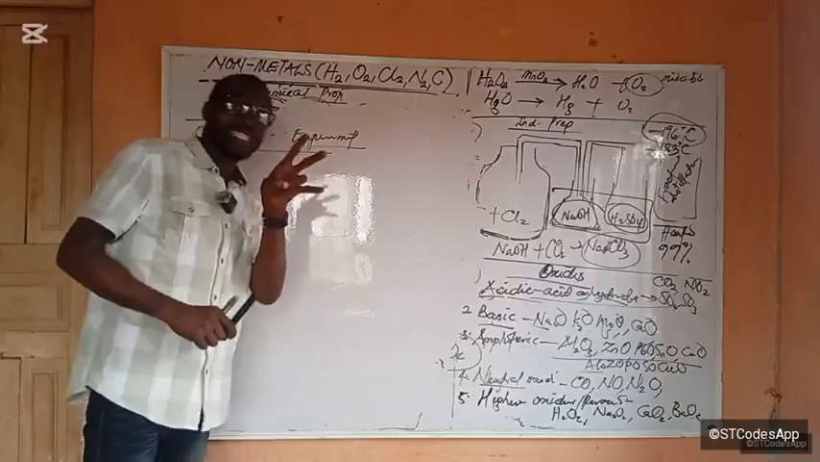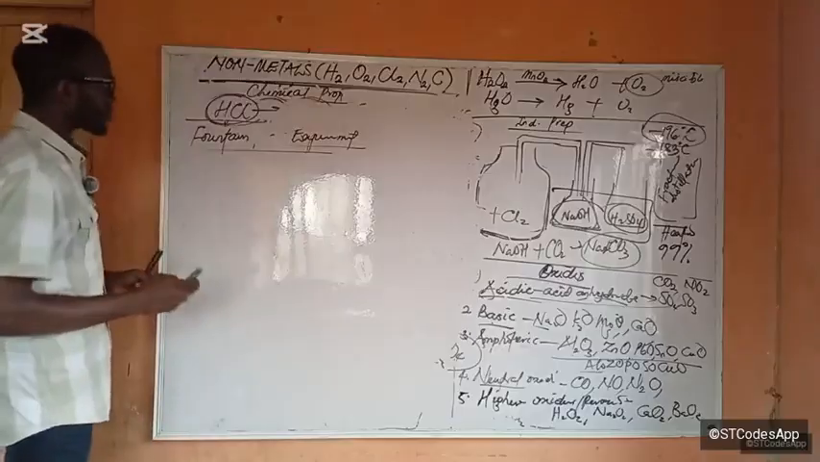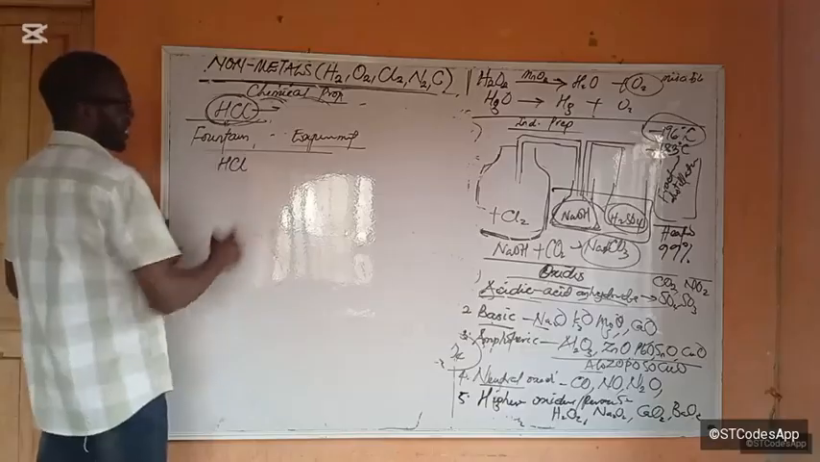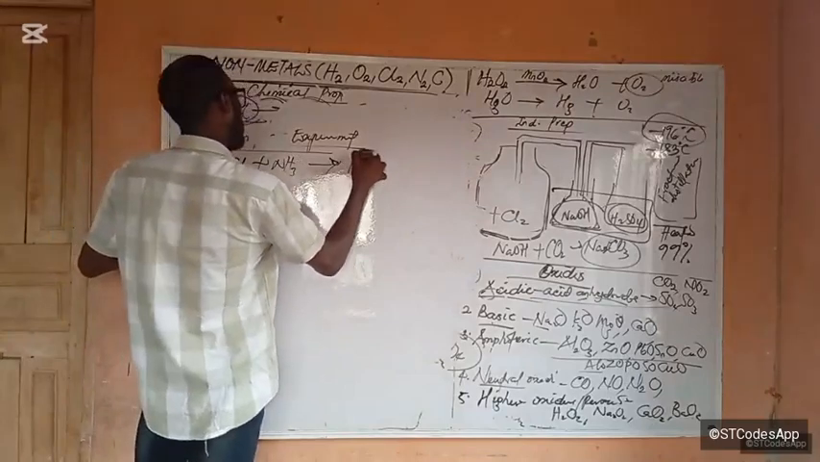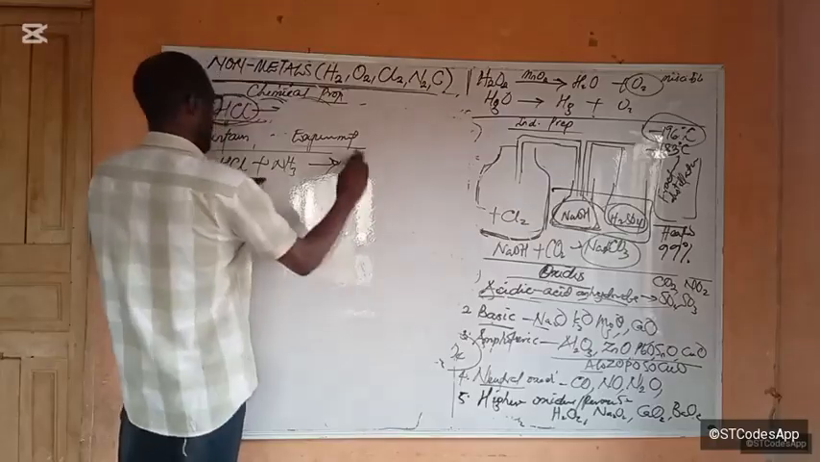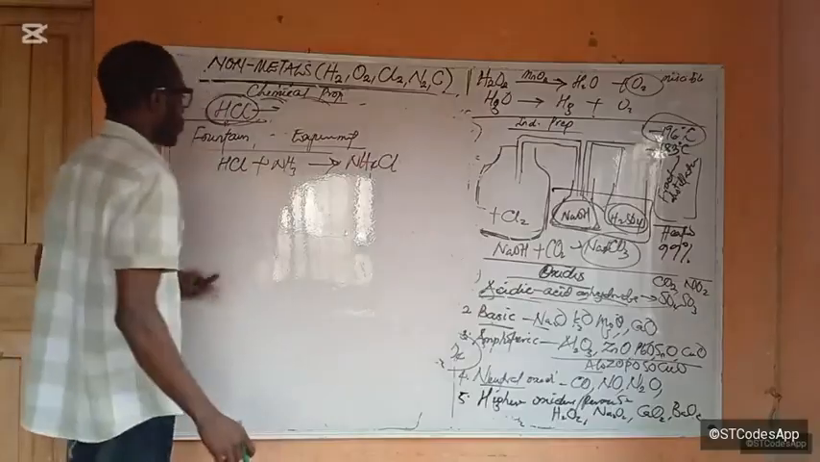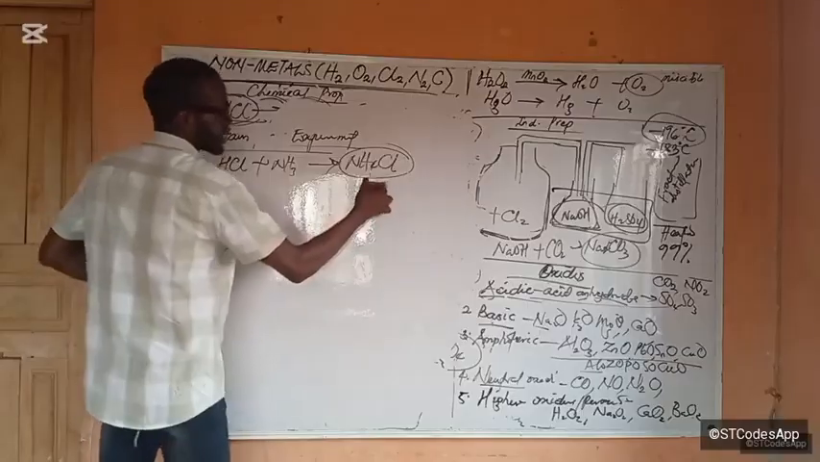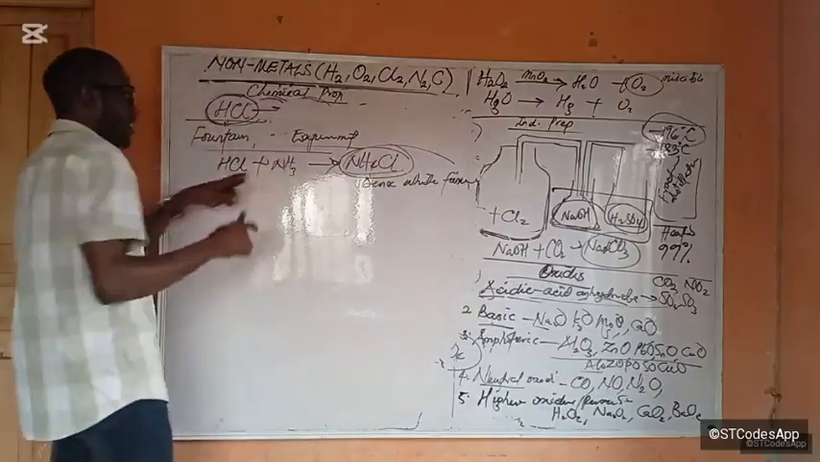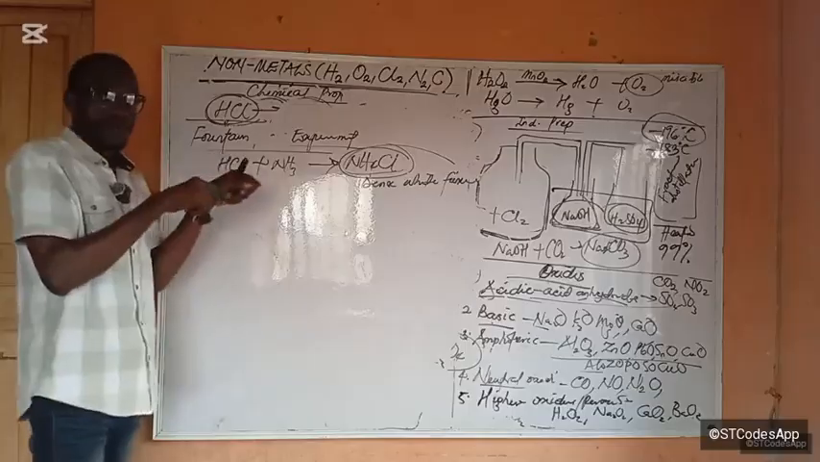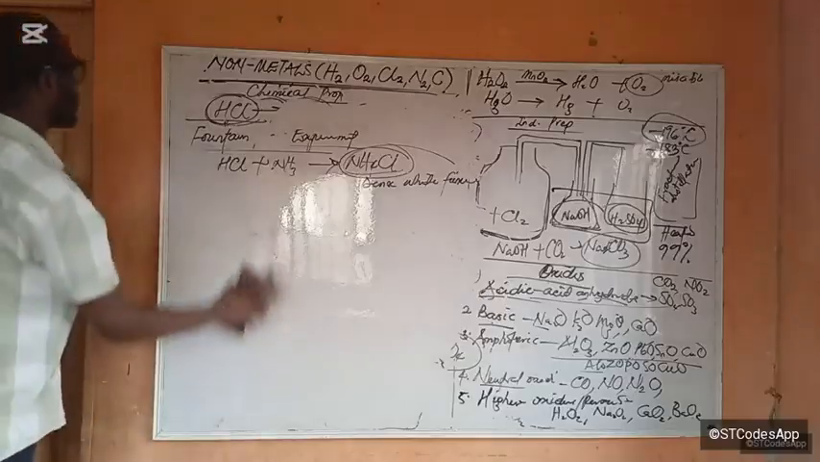The other ones that can be used are HNO3 and ammonia. Those are soluble in water. The test for HCl is that it is acidic, and if you react it with ammonia, it will form NH4Cl, and this shows dense white fumes. So if you have ammonia and you react it with the unknown gas and it forms dense white fumes, then the unknown gas is HCl.